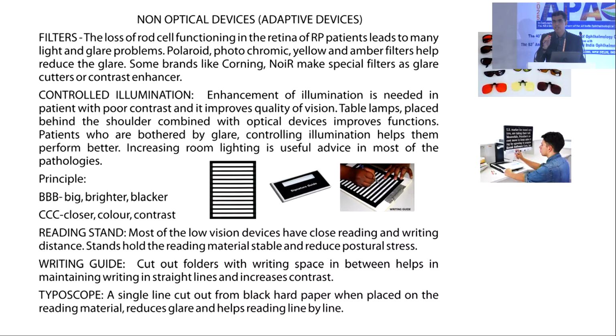Many a time we just focus on the low vision devices, but we forget about the effects of glare, especially in albinism and RP patients, and the role of controlled illumination, and then some assistive technologies or products like typoscope, Notex. These things should also be offered to the child, and all these are based on the principle of bigger, brighter, blacker, closer, and color and contrast.